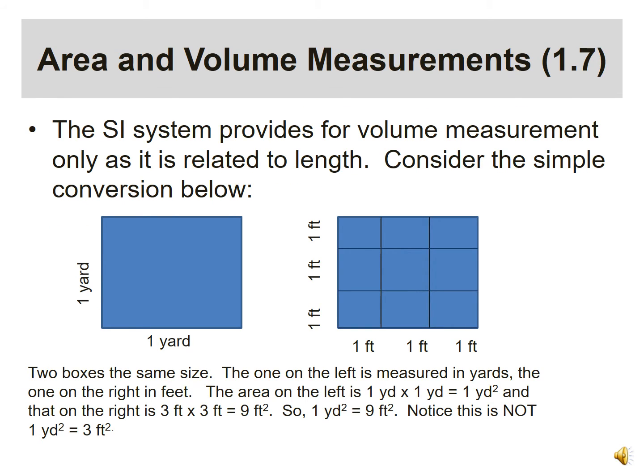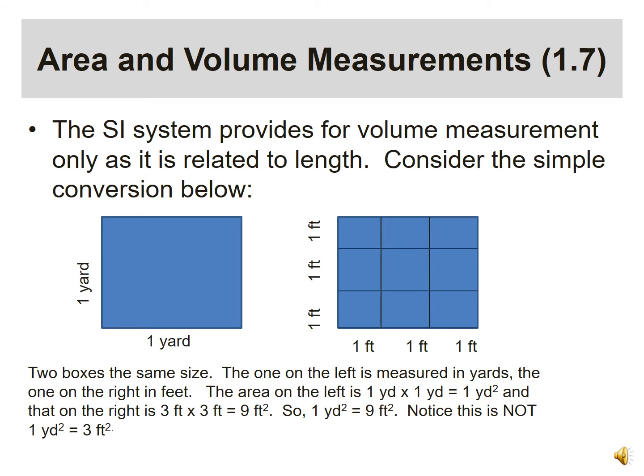Think about area for a minute. This is section 1.9. In the box on the left-hand side, you see a square that's 1 yard on each side, 1 yard tall, 1 yard across. If you want to know the area of that box, the way we would do that is to take and multiply those two dimensions together.